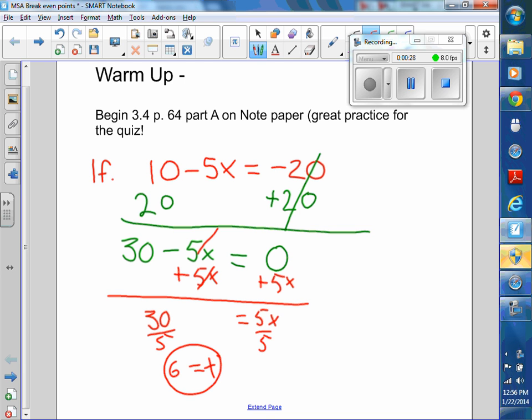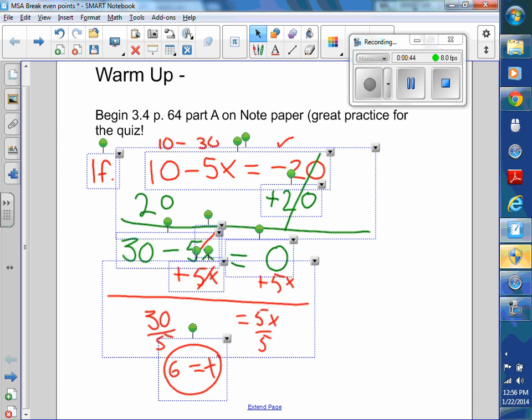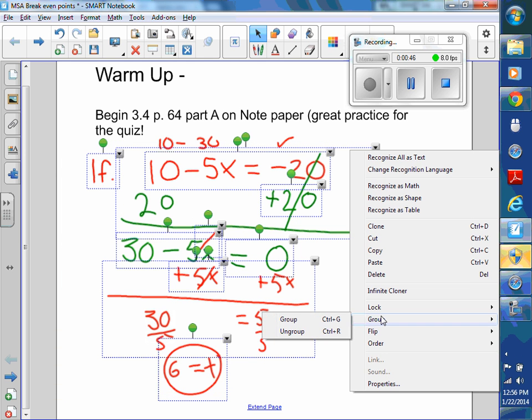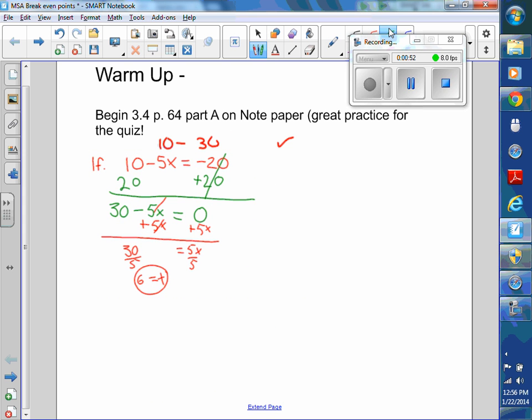And then do a mental check. 10 take away 5 times 6, which is 30. That would be negative 20, so it checks. That's one method. Okay? So I'm going to do the same problem a different way. So let's shrink that up and try it again.